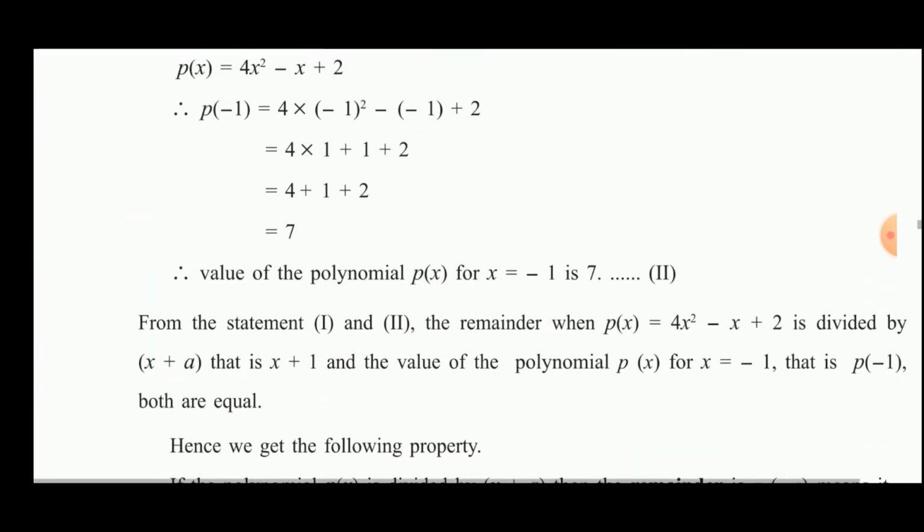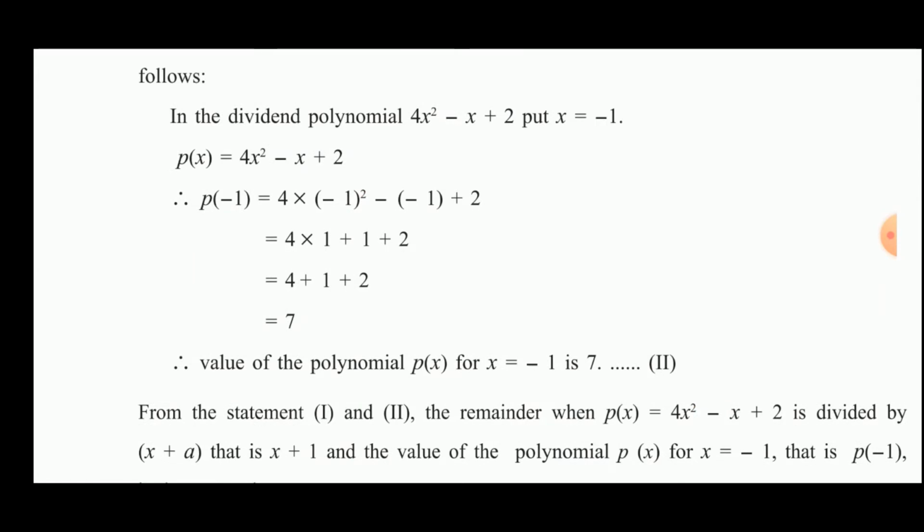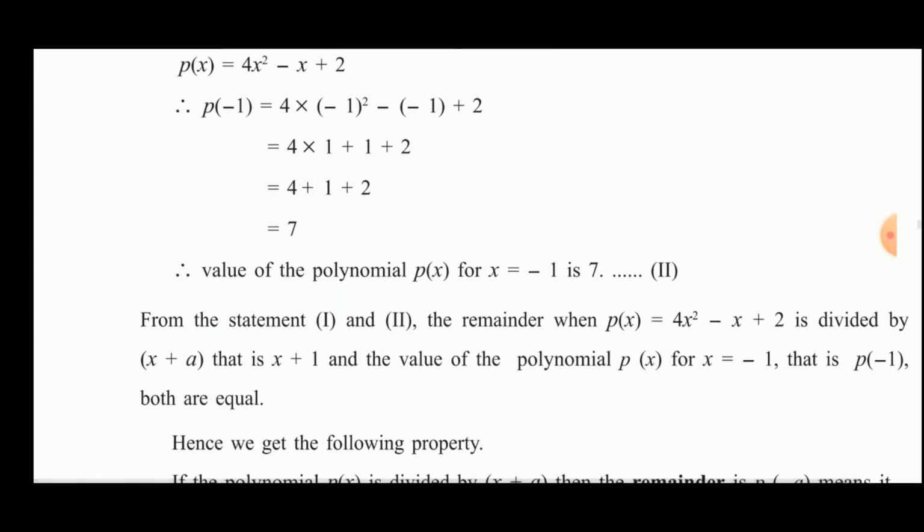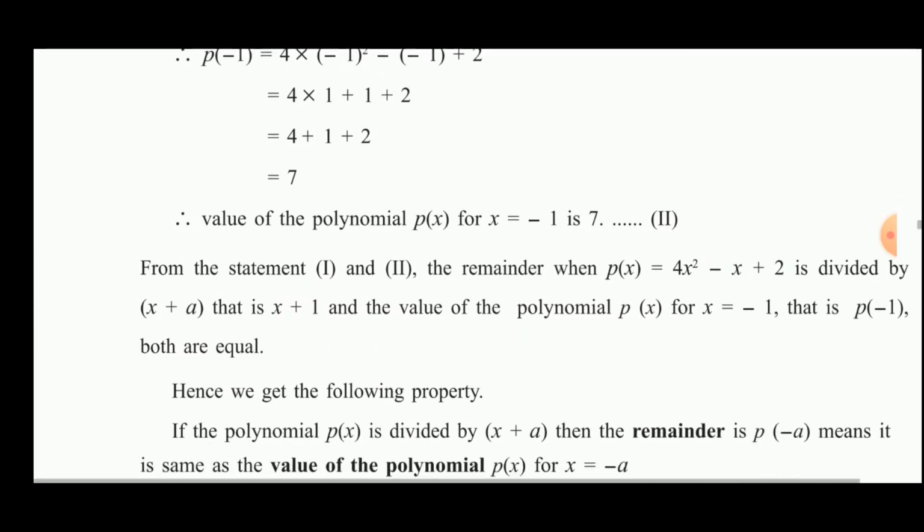Now we will find out the value of the polynomial at x is equal to minus 1. So wherever x is there, substitute minus 1. So 4 into minus 1 square plus minus of minus 1 plus 2. 4 into 1 plus 1 plus 2. So that is 4 plus 1 plus 2, that is 7. So the value of the polynomial p for x is equal to minus 1 is equal to 7.